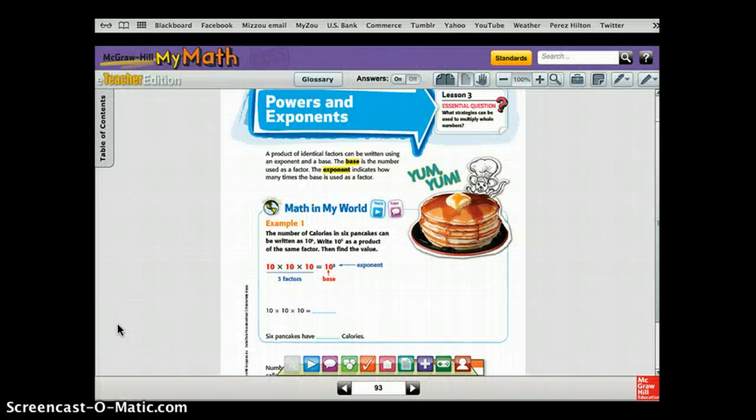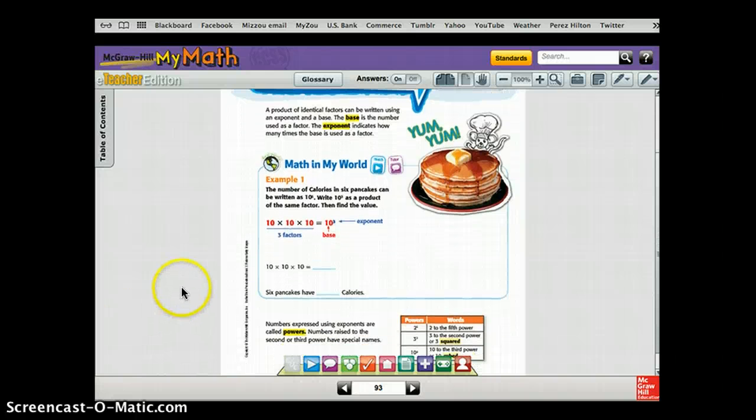Alright, let's go ahead and look at it in our book. On page 93, it talks about base and exponent, and it shows you what that looks like. So here are our factors, and these 3 factors become our exponent. The base is what this factor is, 10, and our exponent becomes the number of times we multiply that 10. So 1, 2, 3 tens. So it's 10 to the third power, which is our exponent.